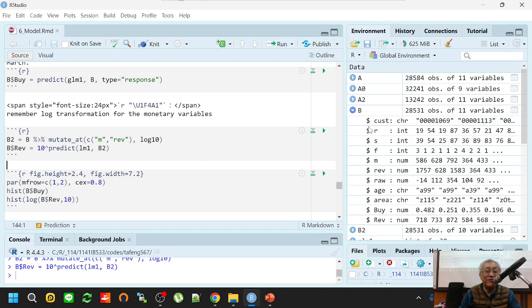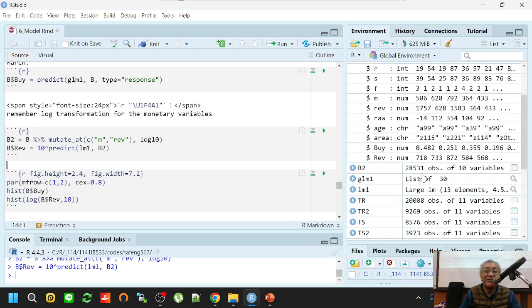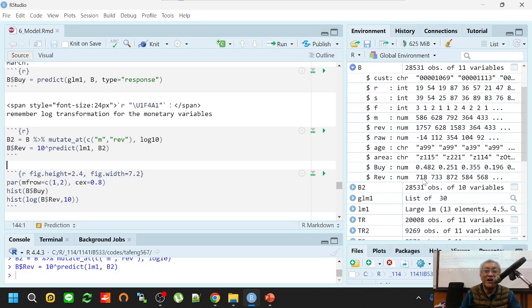So after this transformation and prediction, you see that there's a variable called REV right here. This is the buying amount. Now for every one of these 28531 customers in the B data frame, we have a predicted buying probability and also a predicted buying amount if he comes to buy from us. So this is the buying probability and expected buying amount for each of these customers.